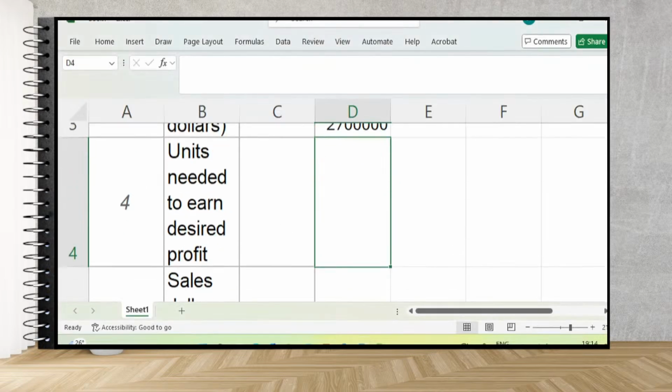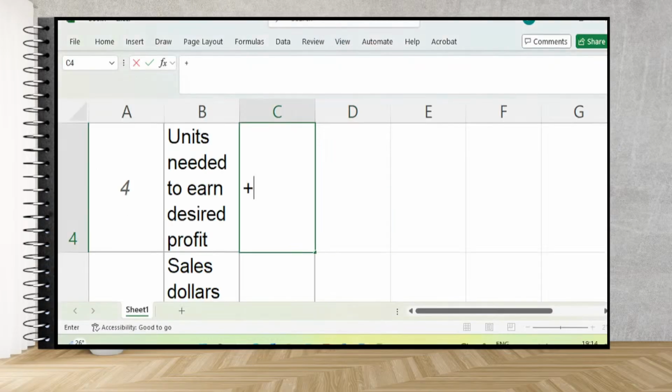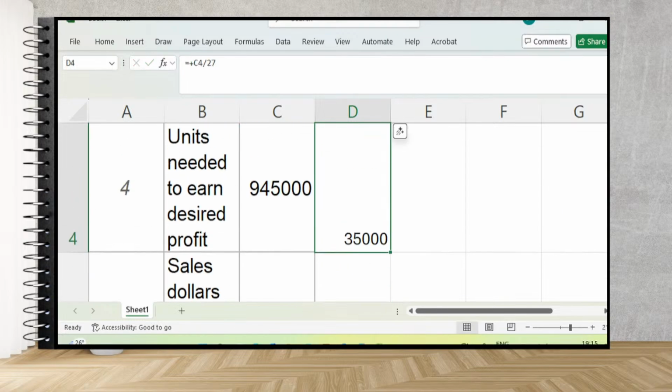So here, 8,10,000 plus 1,35,000. So always keep in mind, we need to consider the pre-tax profit. If they gave post-tax profit, then you need to first calculate the pre-tax profit and then consider it. So 9,45,000 we need in number of units. So divide by contribution margin per unit. So it is 35,000.